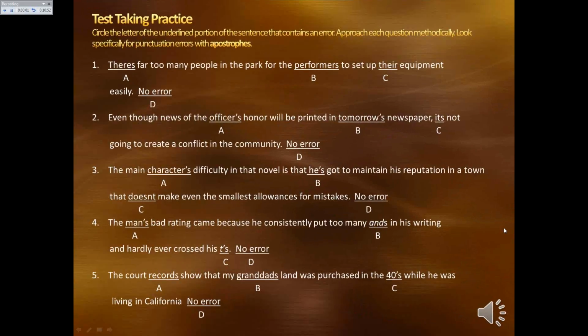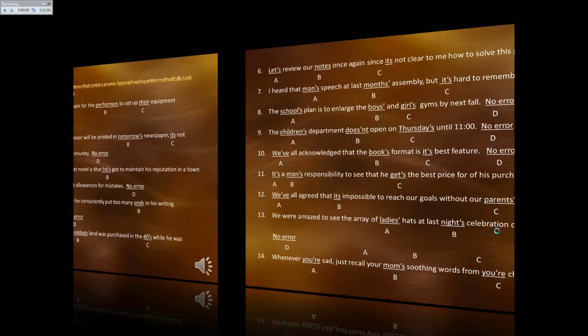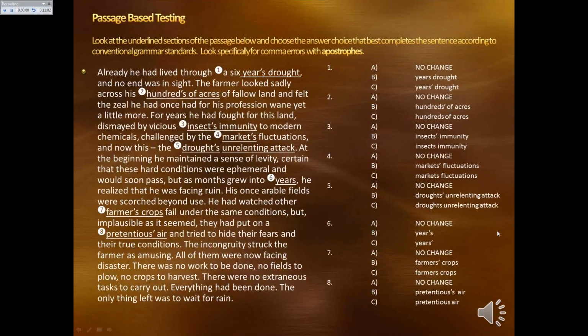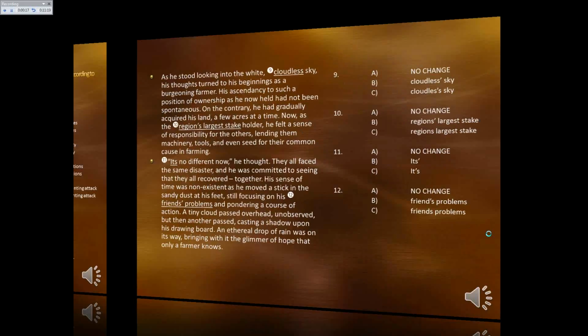Then we've got our test-taking practice as normal. Just remember this is all about apostrophes, so you're not going to have to worry about anything else. Just get them correct. We have 2 pages of that. And then we have our passage-based testing. And again, this is what you're going to see in November. Be sure that you understand that the S is already added in these things. And so you have to decide, was this the correct way to say it? Is it 6 years or is it 1 year? You see? Think about it. Think, think, think.